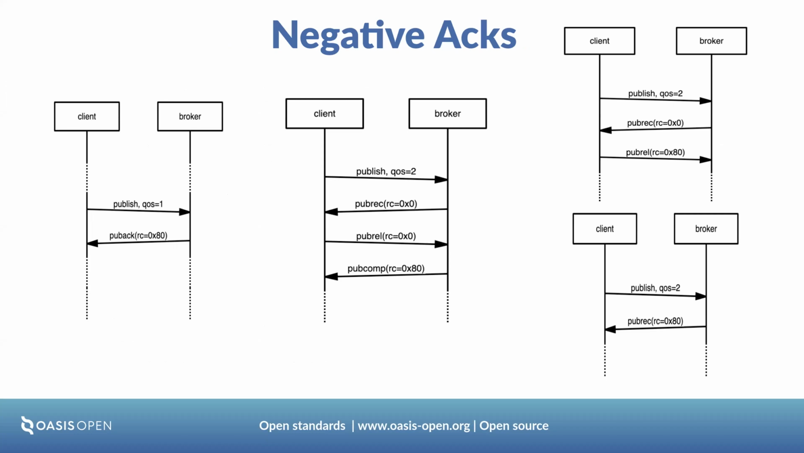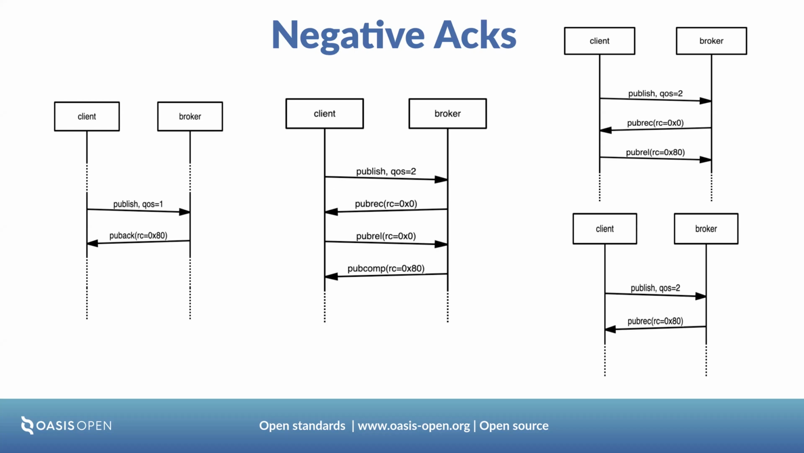We have negative acknowledgements for all publish operations. So on the left-hand side, we have an example of the quality of service 1, where hex 80 is unspecified error. So on the response to the publish for QoS 1, we have an error. The 3 examples on the right-hand side are quality of service 2 flows. Quality of service 2 has a 4-way packet exchange. The example in the middle has a return code on the end of the packet exchange on the pubcomp. The 2 examples on the right-hand side have errors, first on the pubrel from the client, the 3rd stage in the exchange, and at the bottom right-hand corner, the 2nd packet in the exchange from the broker.